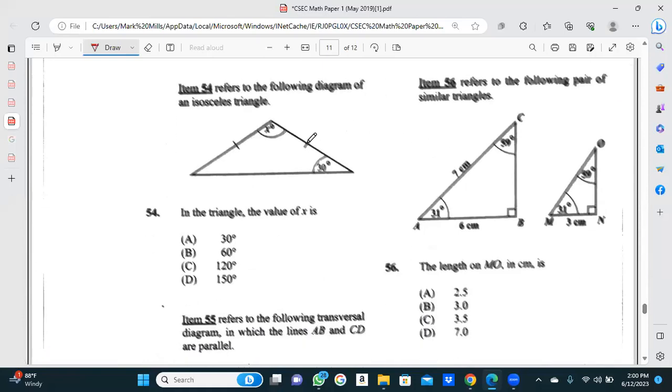So they say this side and this side are equal. So if this angle is 30, what will be this angle here? 30. All right, 30. So that means what will be x? 180 minus 60... 180 minus 120, sir. 120. Good.